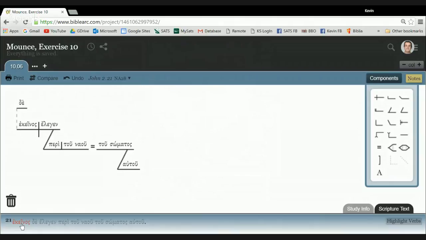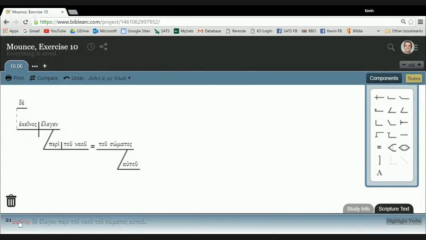All right, so this Greek sentence in the New Testament reads ekeinos, that one, or he, de, but de is always post-positive, means it stands second in its clause. So Greek grammar does not allow you to put de first here, even though in our natural flow of things, that's where it belongs. Elegen means he was saying or speaking. Peri, concerning. Tou naou, from naos, a noun meaning temple. Tou somatos, of the body, autou, of him.